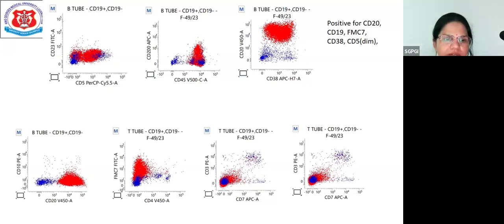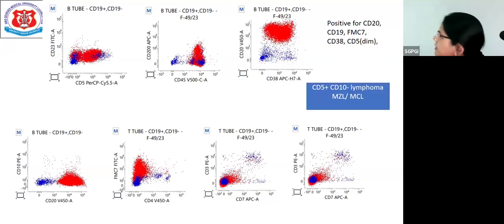What about this plot? Okay, CD10 is negative. FMC7 is heterogeneous and positive, and T cell markers are absent. Okay, so again, this is a CD5 positive, CD10 negative lymphoma. Because CD20 was bright here, and CD200 was not being expressed, we thought in terms of marginal zone lymphoma or mantle cell lymphoma, but here again you have to do confirmation with the help of cyclin D1 or translocation studies.